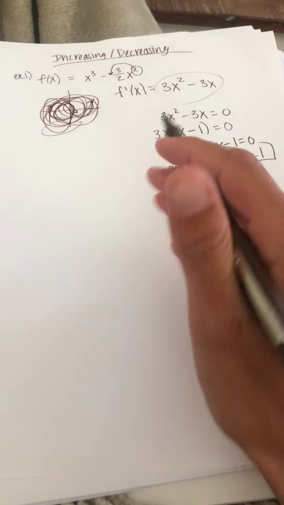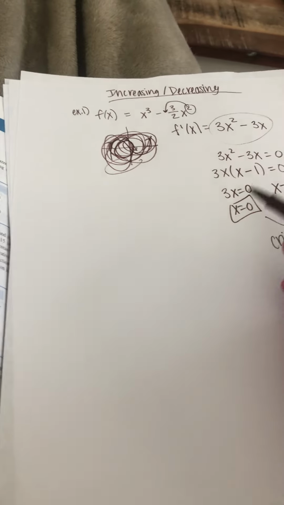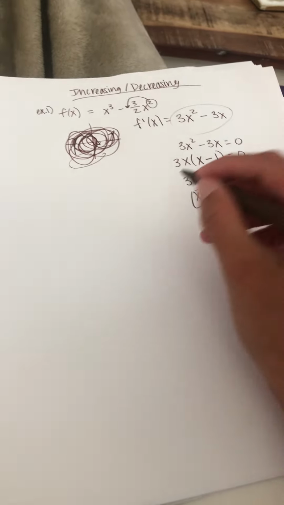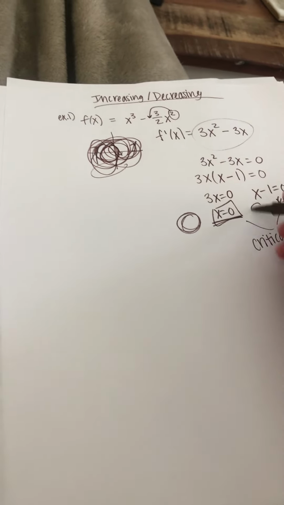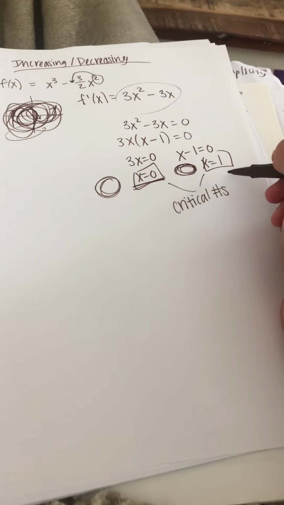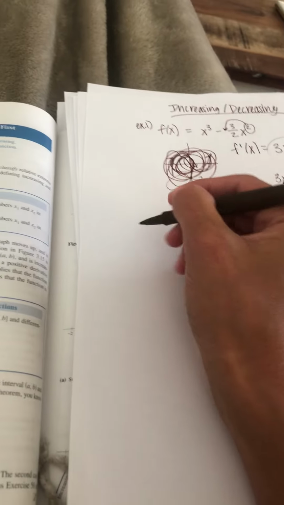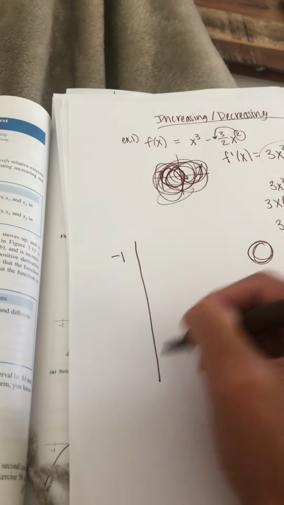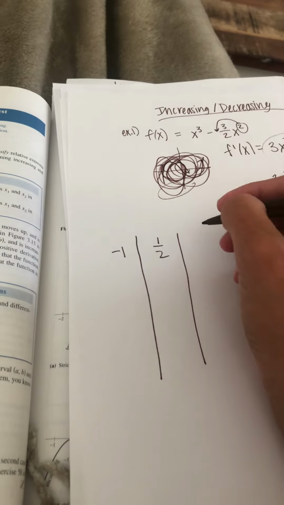Now we've got to figure out where in these intervals it is increasing and decreasing. So I'm going to set my thing up like this. We've got 2 points, so we pick a point on this side, then we have that actual point, then we pick a point in the middle, then we have that actual point, and then I pick a point over there. So I'm going to set up a graph, and I'm going to pick -1, 1/2, and 2.